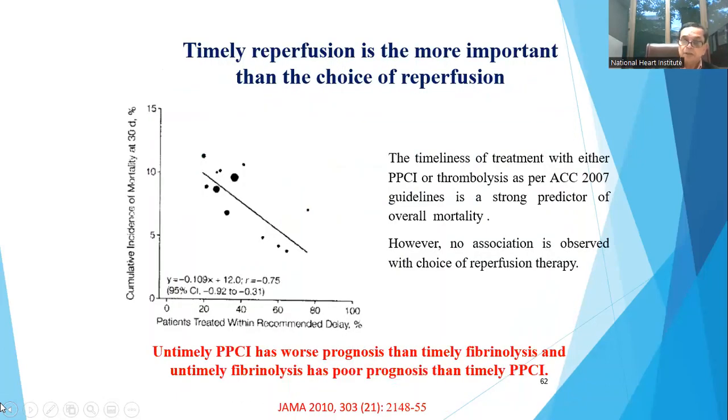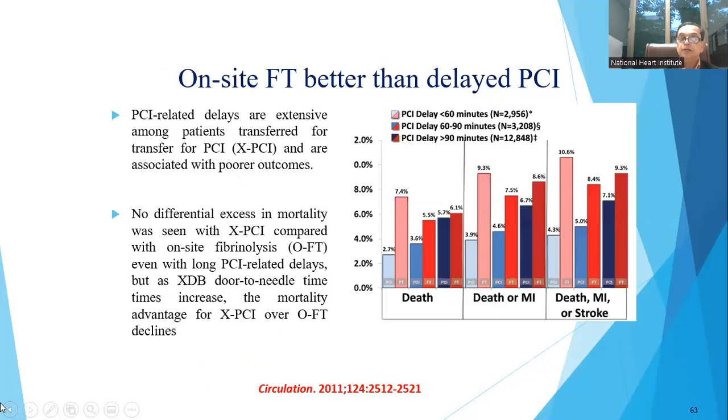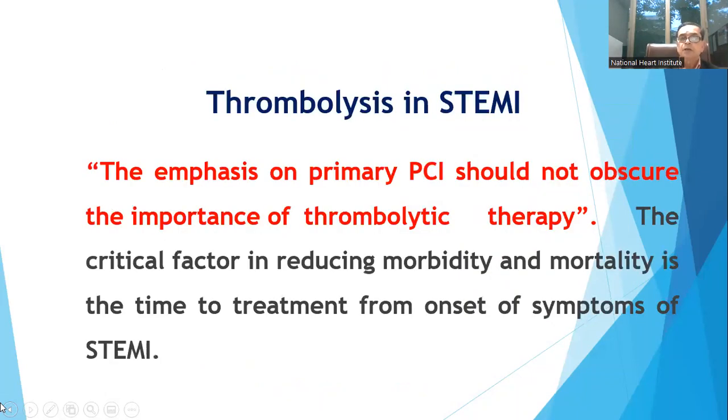As far as reperfusion is concerned in ST elevation MI, it is amply proved that timely reperfusion is more important than the choice of reperfusion. Similarly, on-site fibrinolytic therapy is better than delayed PCI in the interest of the patient. The emphasis on primary PCI as a modality of reperfusion should not obscure the importance of thrombolytic therapy. The critical factor in reducing morbidity and mortality is the time to treatment from the onset of symptoms of ST elevation MI.